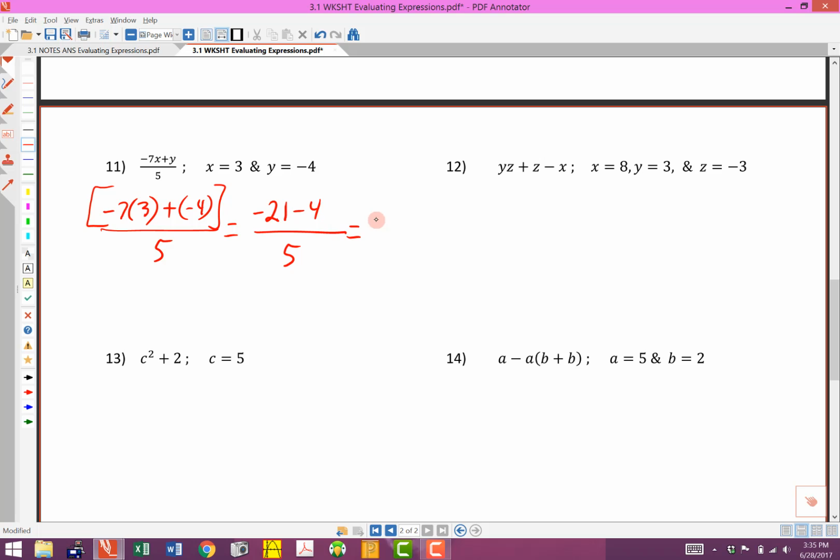These are two integers, two constants, so we're going to combine those and get negative 25. We divide that by 5, and we end up with negative divided by positive is negative. 25 divided by 5 is 5. So there's our answer on that one.